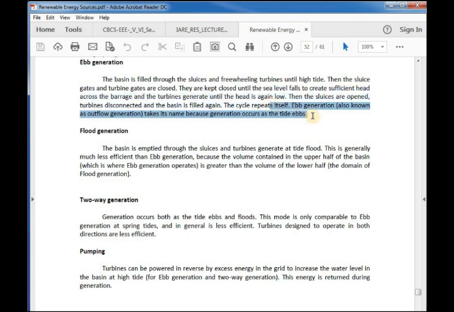Okay, for the low tide generation, ebb generation is used, where when the sea level is falling, then only this ebb generation takes place. The doors will open and the turbine will come into the picture. Okay, flood generation is when the basin is emptied through the sluices and turbines. This is much less efficient than ebb generation because the volume contained in the upper half of the basin is greater than the volume of the lower half. Okay, and two-way generation is both ebb and flood. What is happening when we were seeing this?